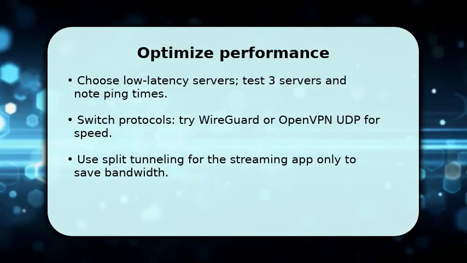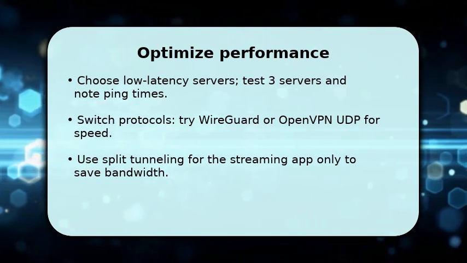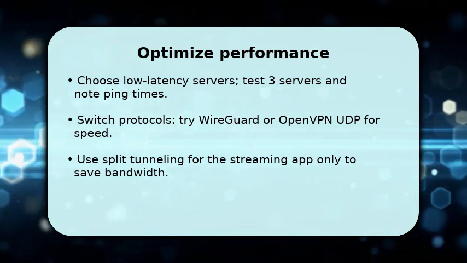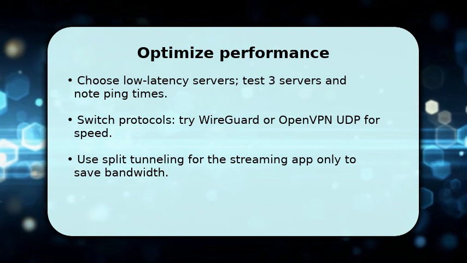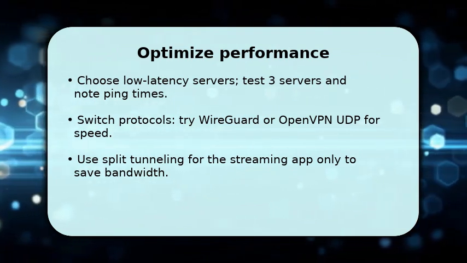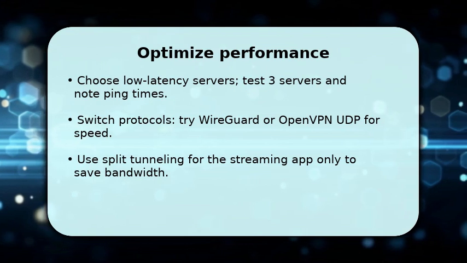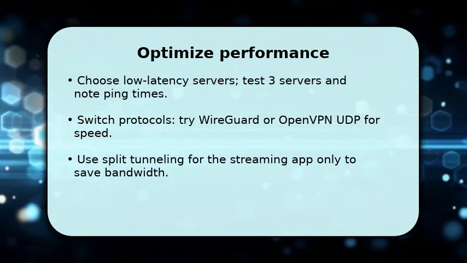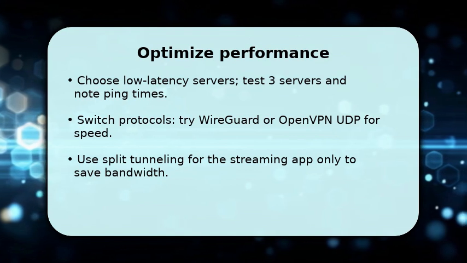Once connected, optimize for live football. First, check server ping times and pick the lowest. A difference of 30-80 ms matters for streaming stability. Next, change the VPN protocol to WireGuard or OpenVPN UDP. These often give faster throughput than TCP.